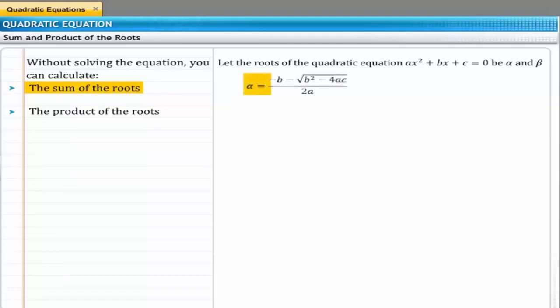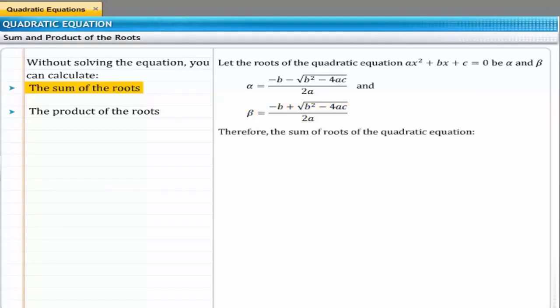Alpha equals minus b minus square root of b squared minus 4ac divided by 2a, and beta equals minus b plus square root of b squared minus 4ac divided by 2a. Therefore, the sum of the roots of a quadratic equation is alpha plus beta equals minus b minus square root of b squared minus 4ac divided by 2a plus minus b plus square root of b squared minus 4ac divided by 2a.